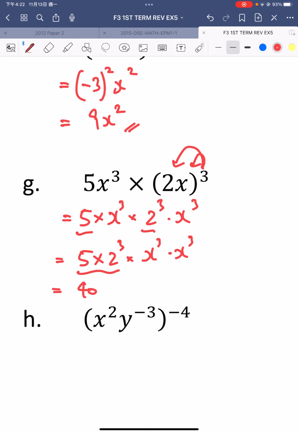And then x cubed times x cubed, you can use a to the power of m times a to the power of n is equal to a to the power of m plus n. So 3 plus 3, we're giving the power as 6. So we have x to the power of 6.